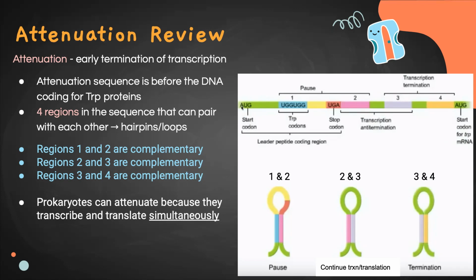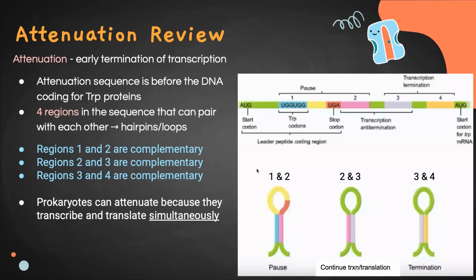Yes. So depending on what regions pair together, it causes different effects. If 1 and 2 come together, it causes a pause in transcription. If 2 and 3 pair together, that means transcription will continue. And if transcription continues, that means translation will happen. And then if 3 and 4 come together, that is when attenuation, or early termination of transcription, will occur.